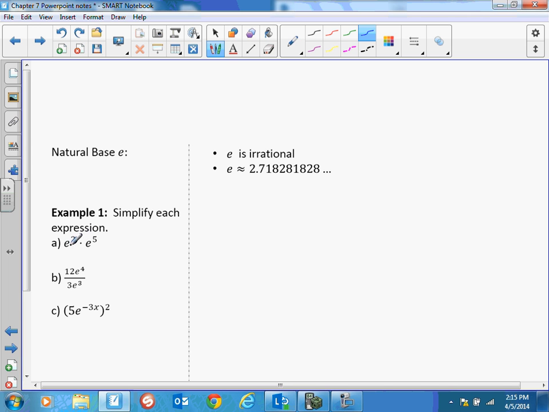Use the same thing, just treat it as a letter. When you have the same base, different exponents, what you do is you add the exponents. So that would be e to the 7th. The second one, you do 12 divided by 3, which is 4. And then you would subtract the exponents when you're dividing, so it'd just be e to the first, or just e. 12 divided by 3 is 4.